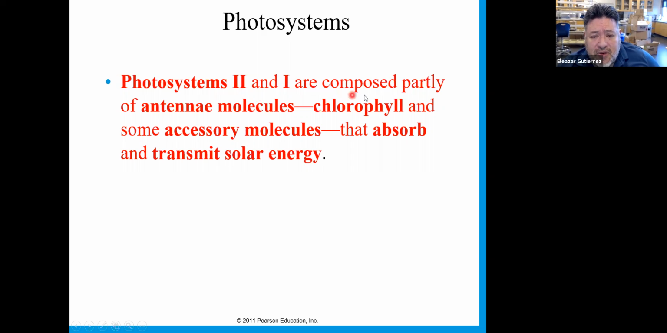So, photosystems 2 and 1 are composed partly of antenna molecules, or chlorophyll, and some accessory molecules whose purpose is to absorb and transmit solar energy. To do what? To excite electrons. Okay? And then those electrons are going to be used to power proton pumps. And then those proton pumps are going to drive ATP synthase. And then they're going to produce ATP in photosystem 2. And they're going to produce NADPH in photosystem 1.